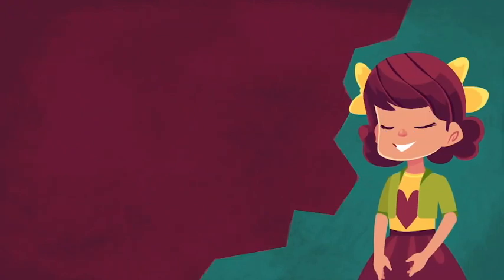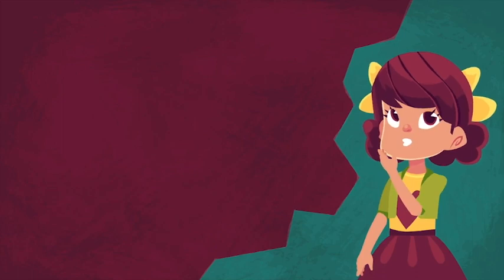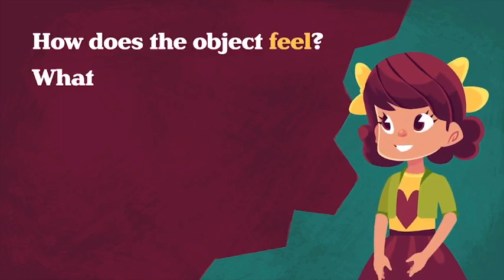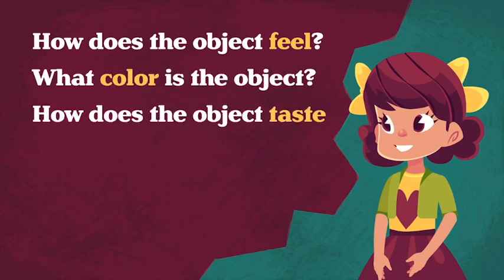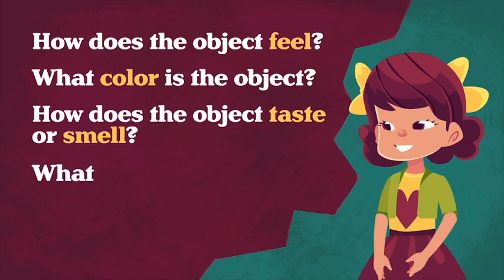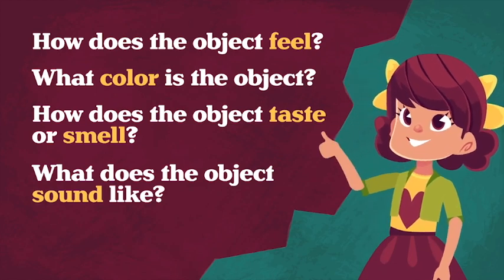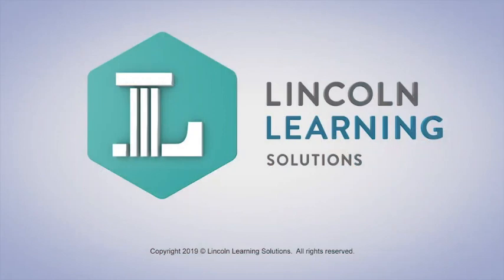When you are making observations, try asking yourself questions that relate to your senses. How does the object feel? What color is the object? How does the object taste or smell? What does the object sound like? These are all great questions to ask yourself. Making observations is a useful skill that can help you describe objects by their characteristics.